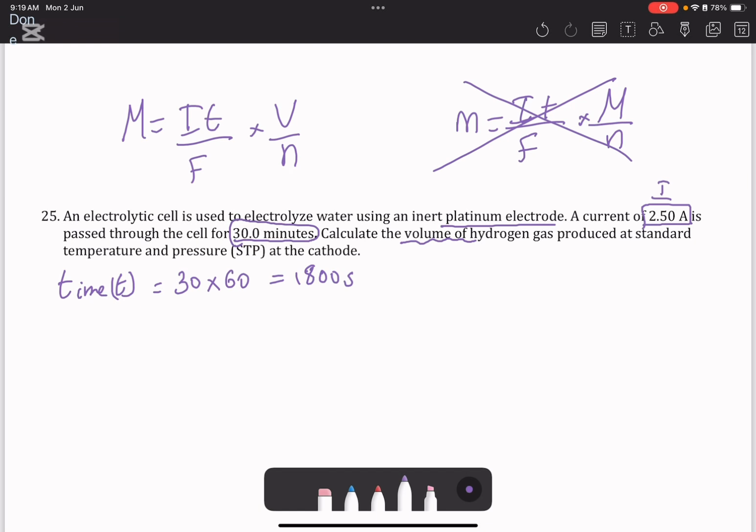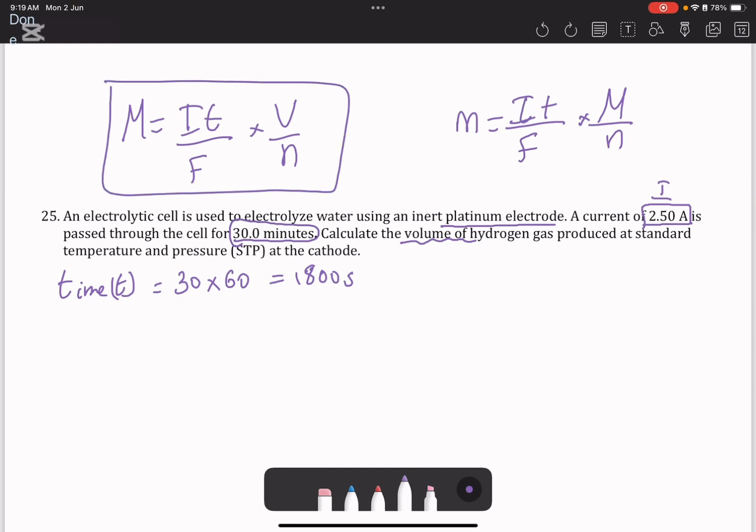Calculate the volume. So we're not dealing with this formula, we have to use this formula. The volume of hydrogen. My bad, I wrote M instead of writing V. So we need to find the volume of this hydrogen gas produced at standard temperature and pressure. So they told us that it is at STP, so now I know which volume to use. The molar volume over here is going to be 22.4 liter per mole.